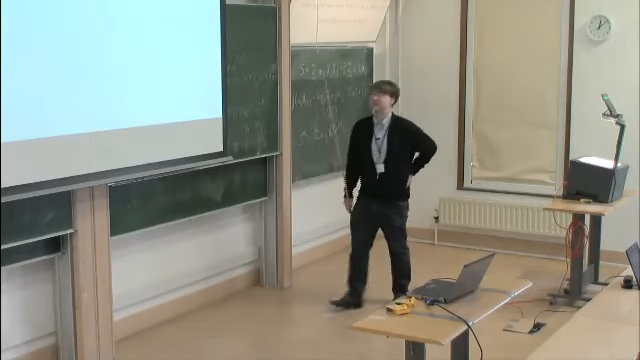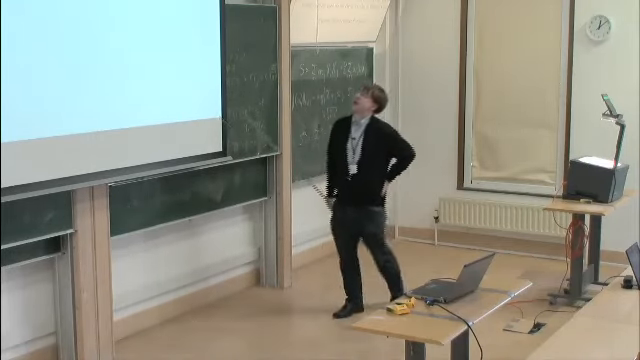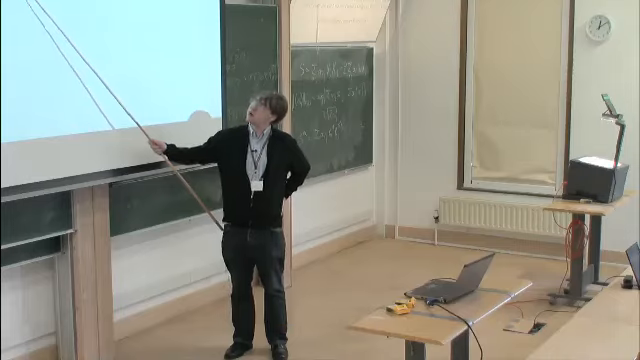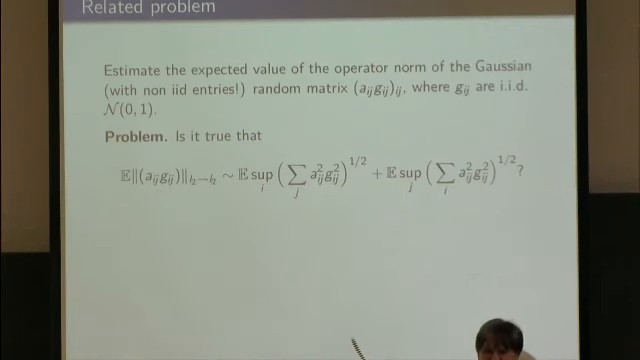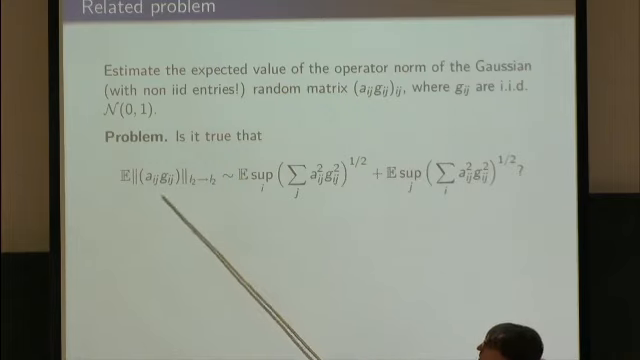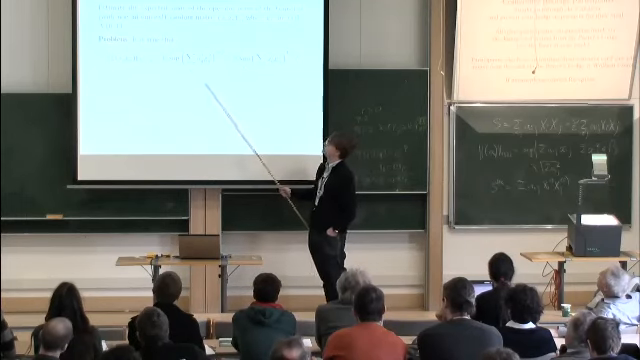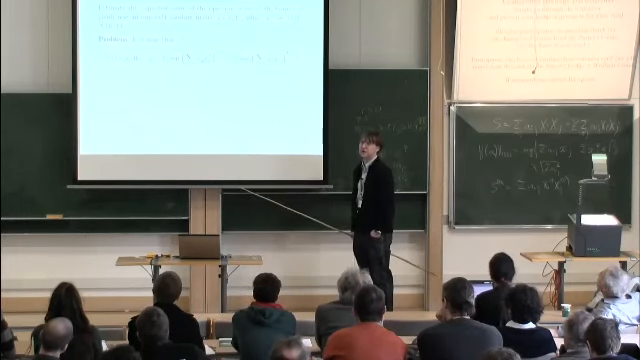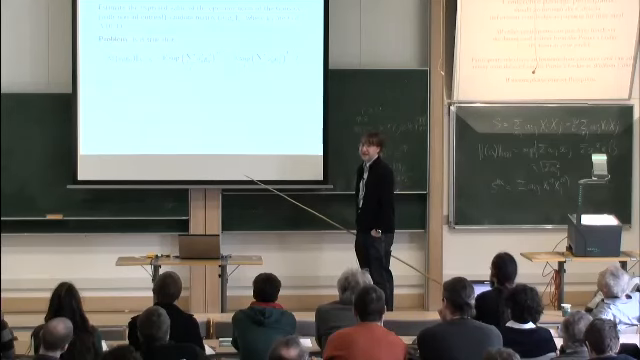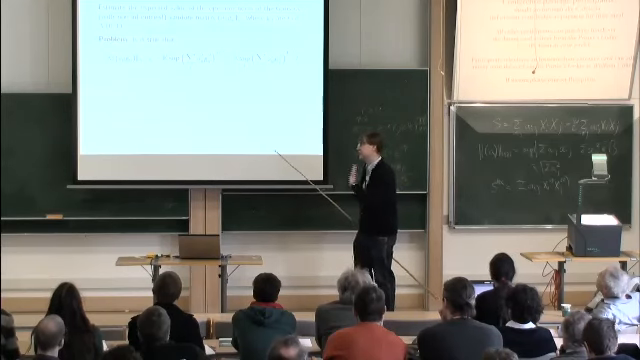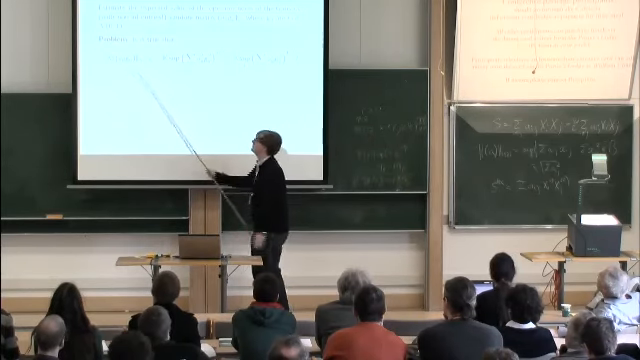So for example, there is a second result, where you have to take IID entries here, but not necessarily Gaussian. If you have a matrix with IID entries, its expected operator norm is more or less the maximum of norms of rows and the maximum of norms of columns, for IID entries, not necessarily Gaussian. For Gaussian, it was known from the 70s.